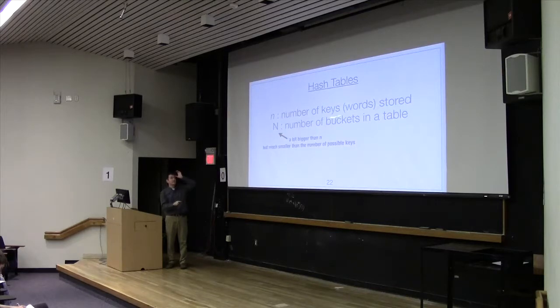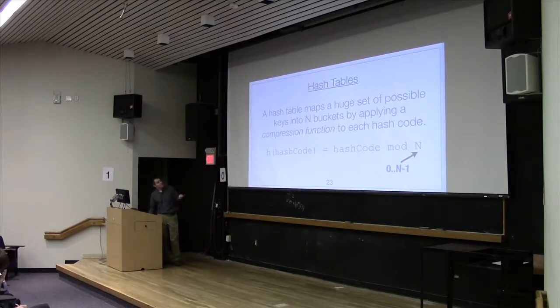Small n is the number of keys or words that we want to store. And big N in this case is the number of buckets that we're going to store them into. And we want N to be roughly the same size, maybe a little bit bigger. It actually helps if it's a little bit bigger. Well, it helps if it's much bigger, but as it turns out, it can be just a little bit bigger and still be fine. But it should be much smaller than the number of possible keys, and that's where the issue actually comes into play. The hash table maps a large set of numbers to a small set of buckets with this compression function.